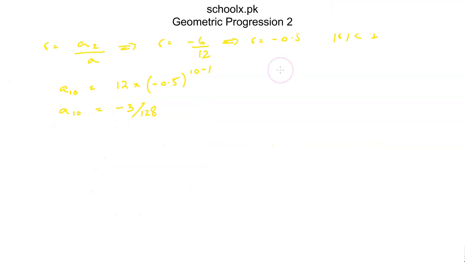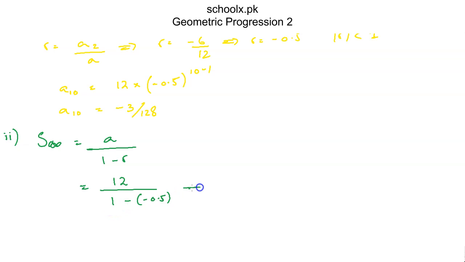In the second part, they're asking us to find the sum to infinity of the progression. Alright, so we already proved that the sum to infinity of this progression will exist. Sum to infinity formula is S infinity equals a over 1 minus r. A is our first term, which is 12. R is negative 6 by 12 or negative 0.5. From this we get S infinity equals 8. Alright.